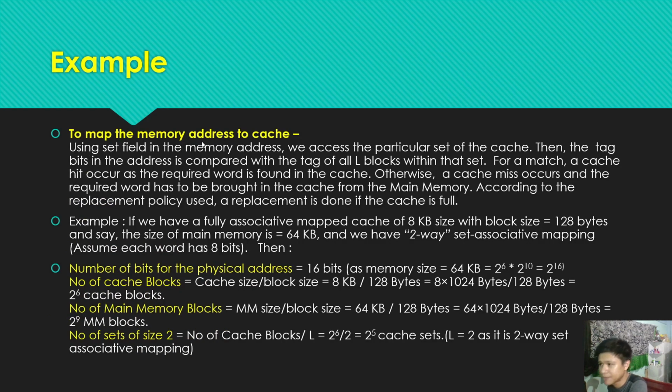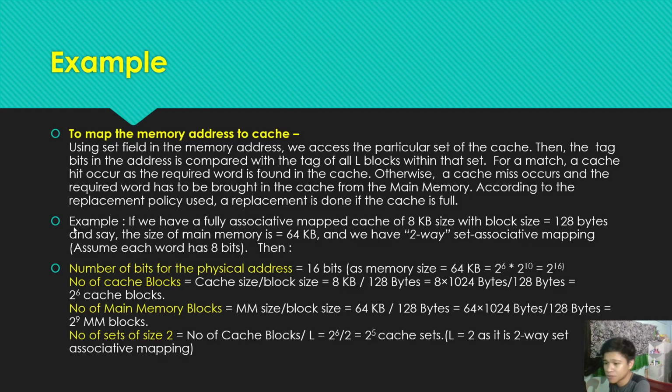To map the memory address to cache using a set field in the memory address, we access the particular set of the cache. Then the tag bits in the address are compared with the tag of all L blocks within that set. For a match, a cache hit occurs as the required word is found in the cache. Otherwise, a cache miss occurs and the required word has to be brought into the cache from the main memory, and then according to the replacement policy used, a replacement is done if the cache is full.